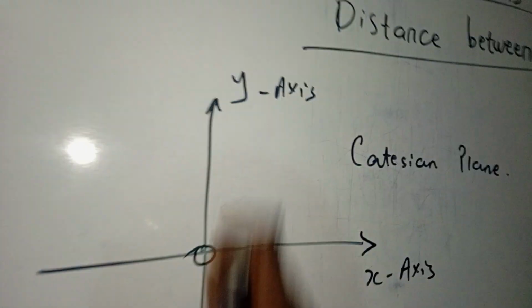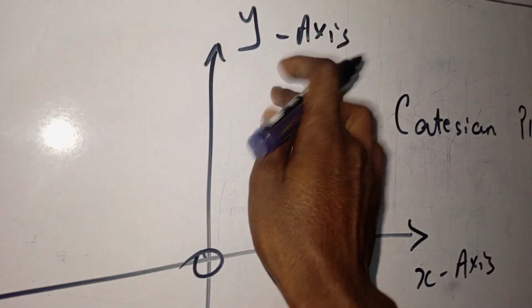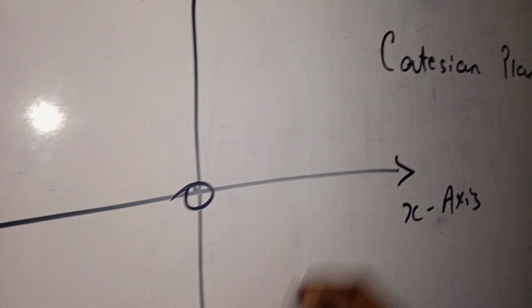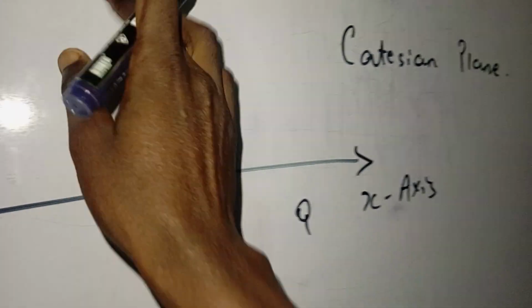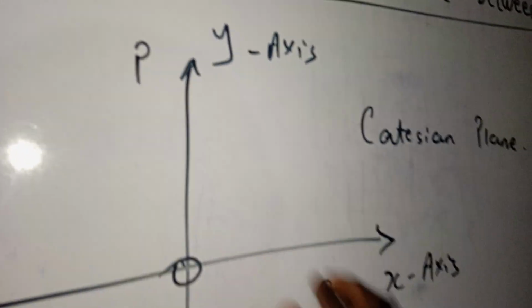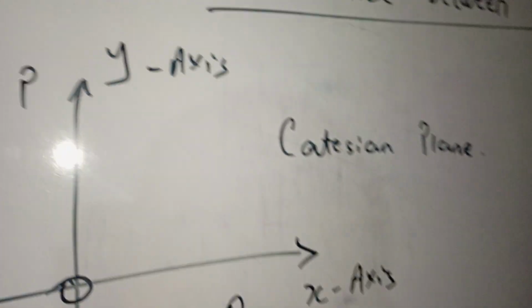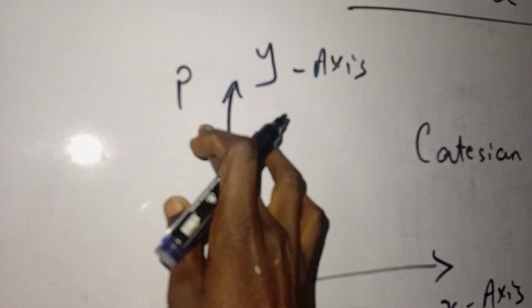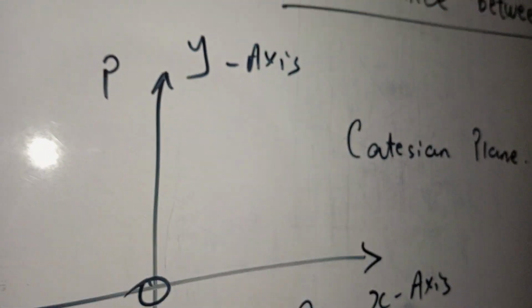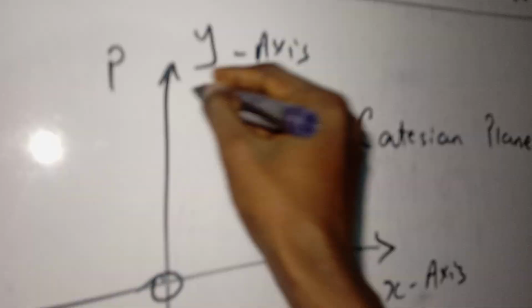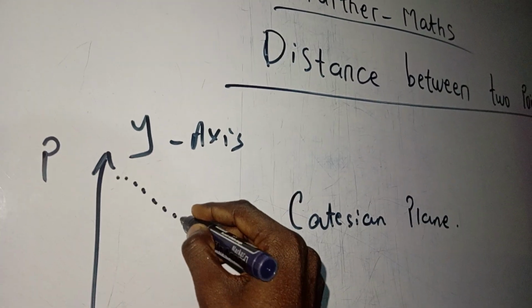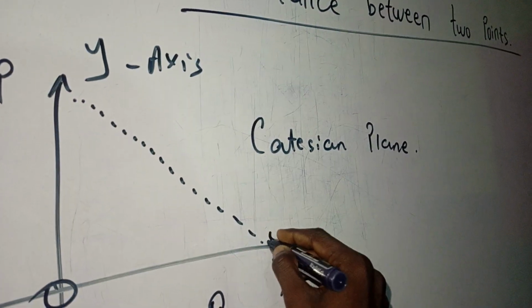Now, your axes have coordinates. Let's say this is the p coordinate and this is the q coordinate. For every p and every q, there's going to be an x and y value, both vertical and horizontal. Now, let's say this is point p, this is point q. We want to get the distance between these 2 points.